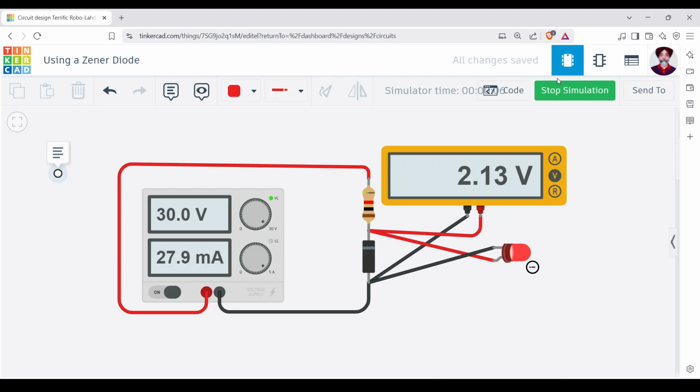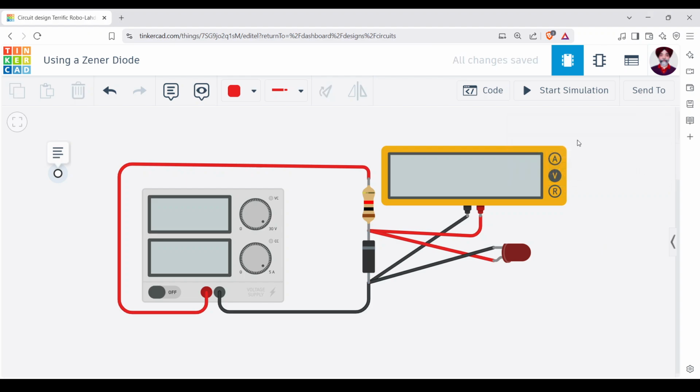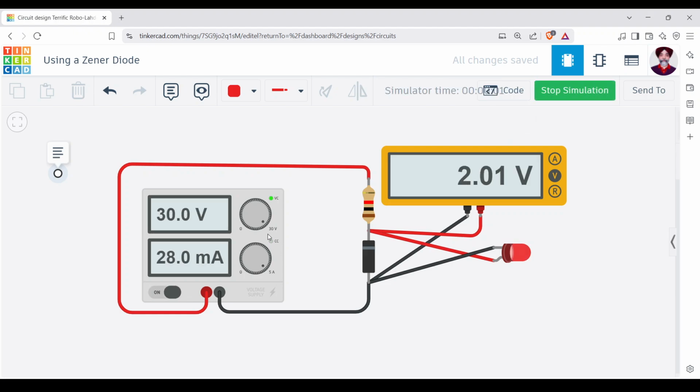Let me stop the simulation and change the Zener diode to a 1 volt Zener diode and see what happens now. I'll start the simulation. You will find that I have supplied it with 30 volts. There is no problem with the LED. The LED is glowing properly. It has not blown. Why? Because the maximum voltage that it is getting is 2.01 volts.